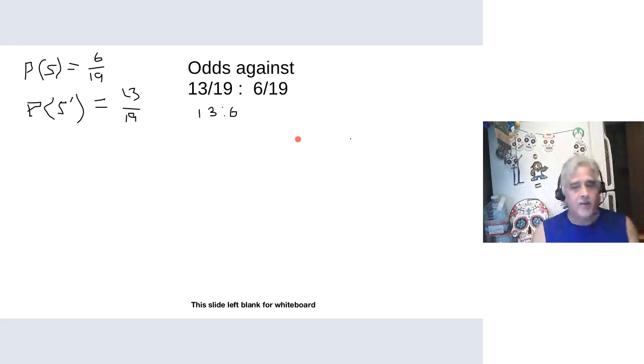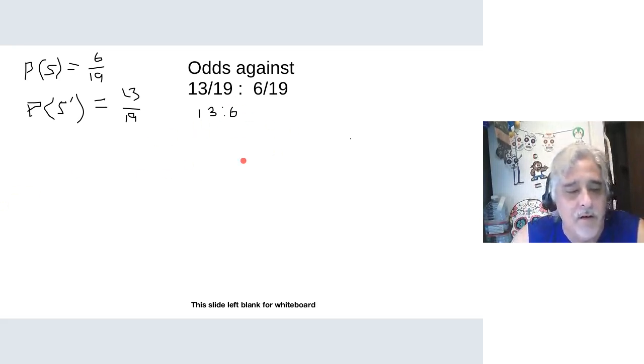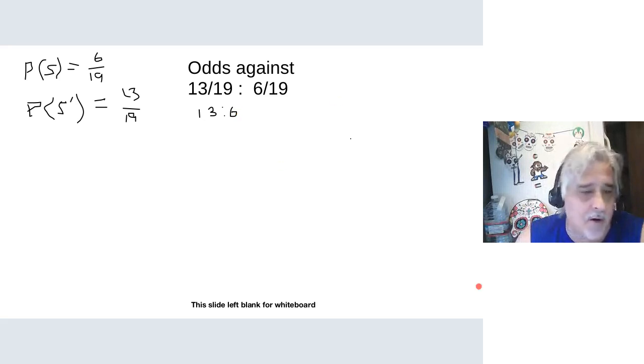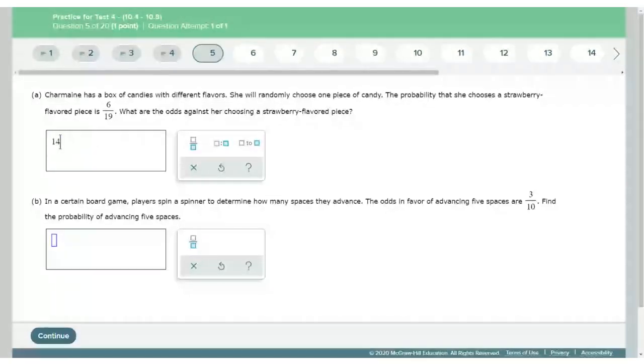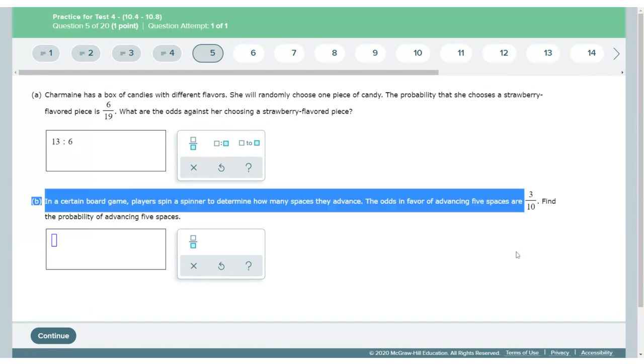And again, you can go back to the probabilities because the 13 and the 6 add up to the 19. So what this essentially means is that out of 19 trials, 13 of them are not strawberry, 6 of them are. And when you're talking about odds against, the number of not strawberries is going first. And then this is the number of strawberries. So this one is giving us the odds in favor, okay? And I like writing odds like this or like this. I don't like writing them as a fraction because then it looks like a probability. It's easy to get confused like that.